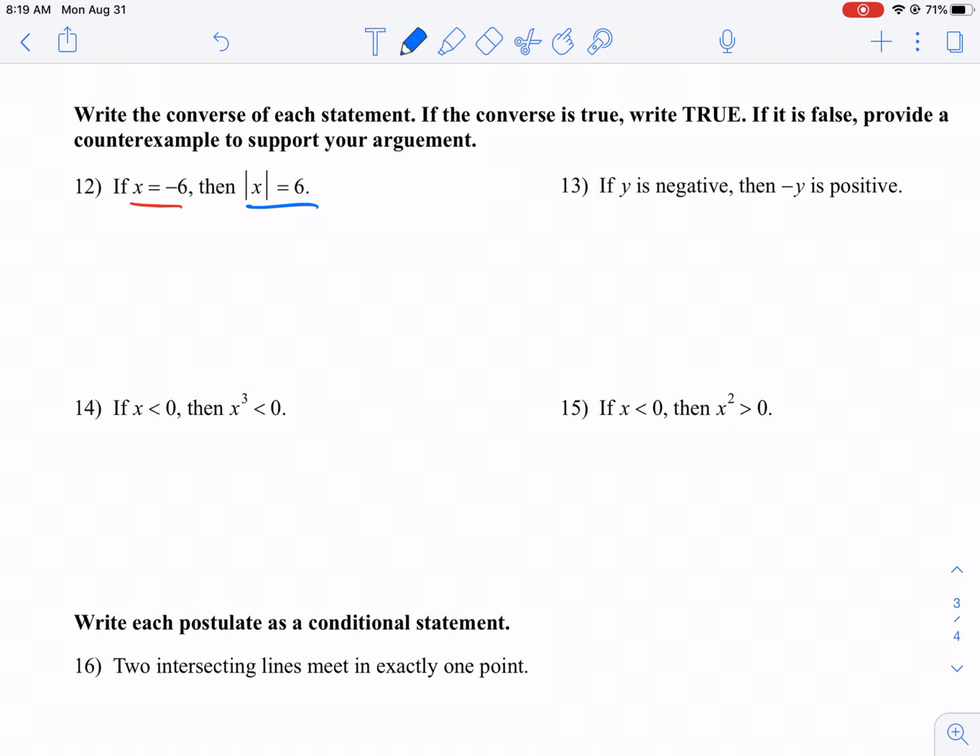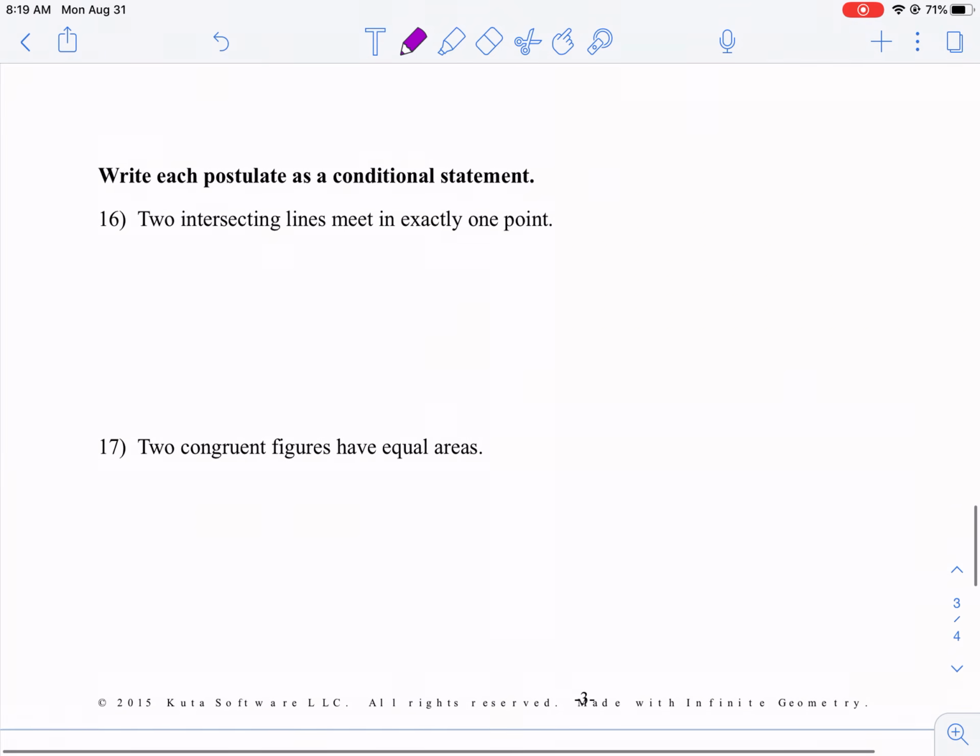So here's our conclusion. If we write the converse, it says if absolute value of x equals 6, then x equals -6. This is not true because x could also equal, this is my counterexample, x equals +6, because that is true. For absolute value of 6, x could be 6 or -6, so that's my counterexample, so that is not true.